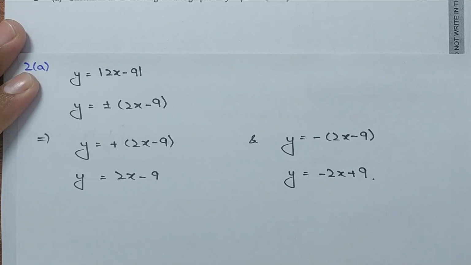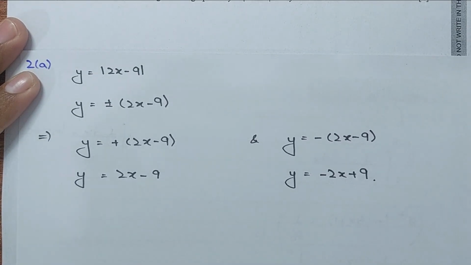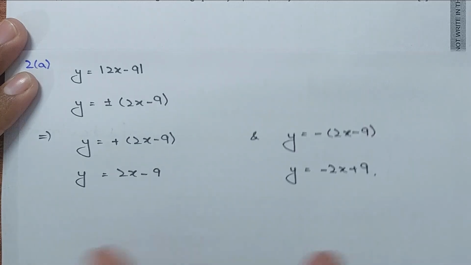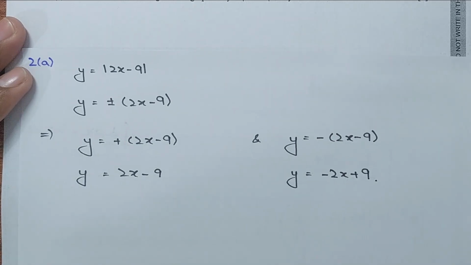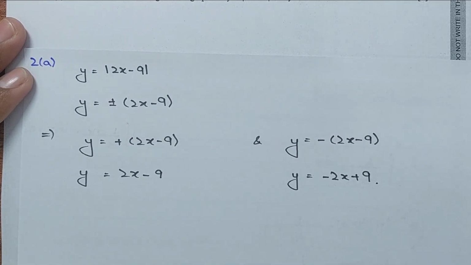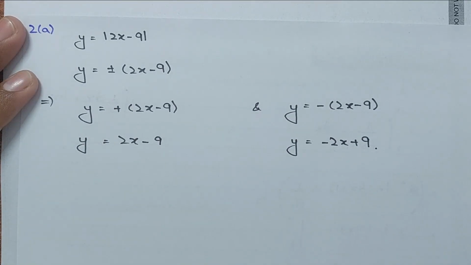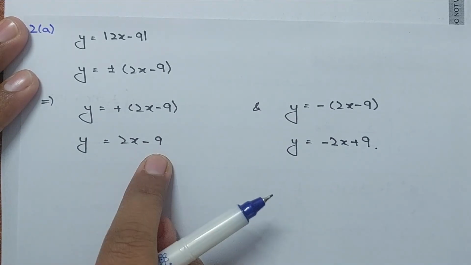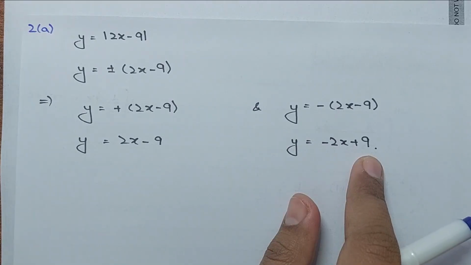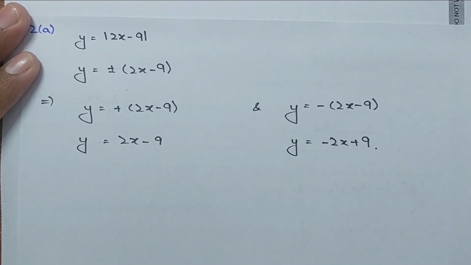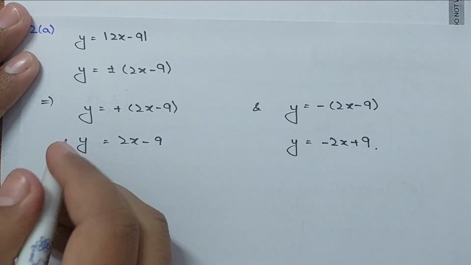Okay, let me sketch these two. You can use the slope intercept method to graph these two linear functions, or you can use the method of the x and y intercepts. Both methods are correct. So I will sketch this with the first method and this with the second method to show you how to sketch a linear function with two methods.